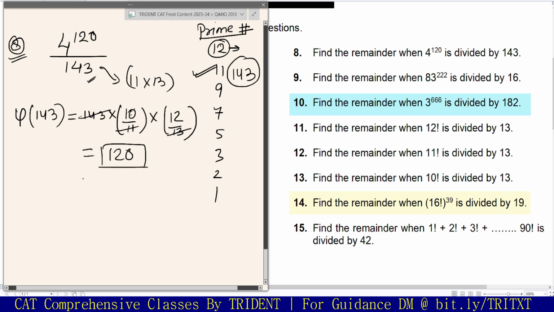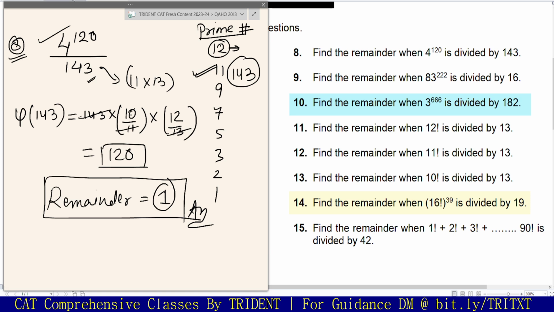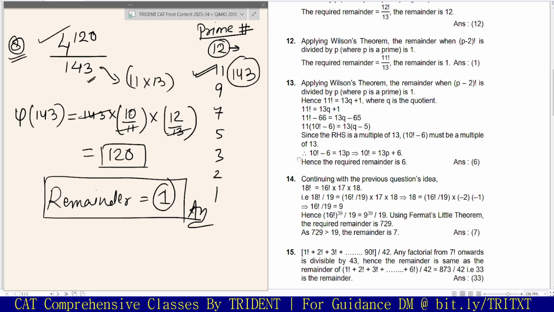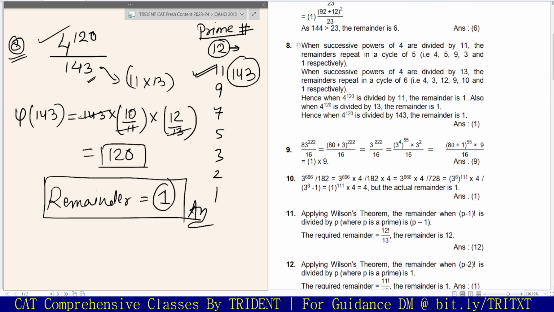Now if you pay attention, 4 has been raised to 120 itself, so the ultimate remainder to this question will be 1, because it directly follows Euler's theorem. We can say Euler's theorem, or we can also say Euler's remainder theorem. Okay, let me show you the answer also if you wish to see the answer. Okay, so this is the answer.